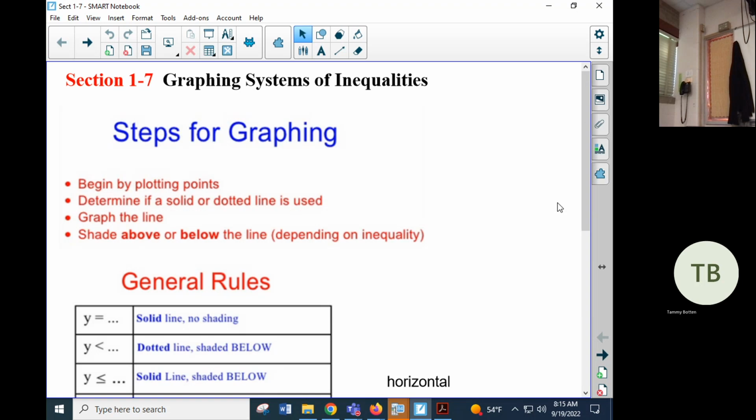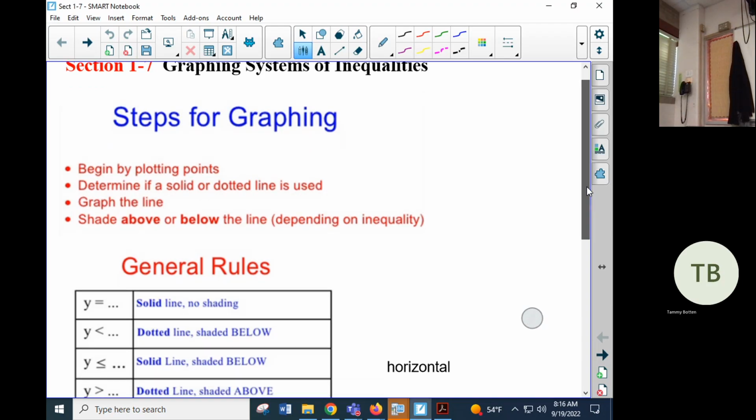So we're going to go ahead and get started. Last week we graphed and shaded one line for inequalities. Today we're going to do that same thing, but we're going to have two inequalities on the same graph. So we graph them the same way, but what we want to do is find the region where both of the inequalities are satisfied.